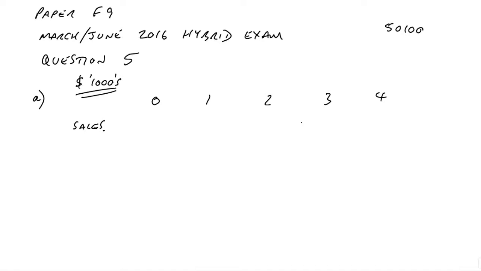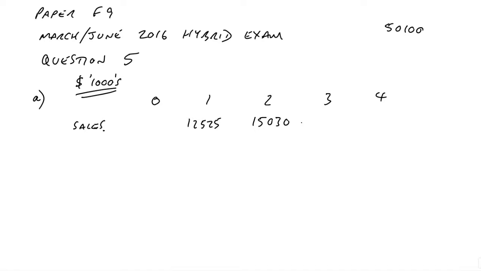And so it's 12,525,000. Similarly, at time 2, it's 300 at 50,100, which in thousands is 15,030. At time 3, 450 times 50,100.